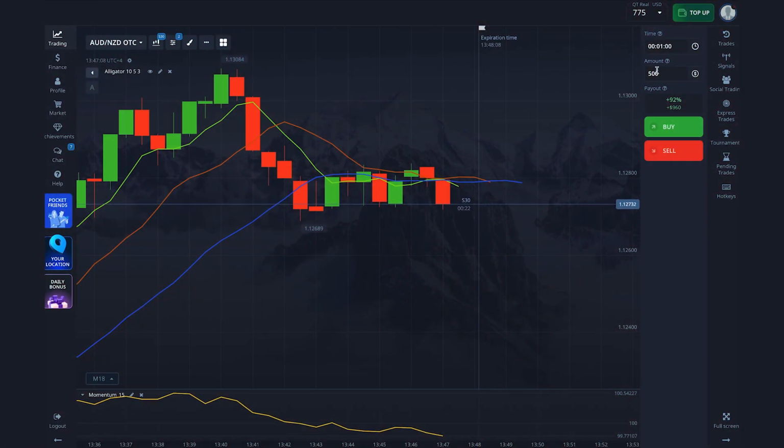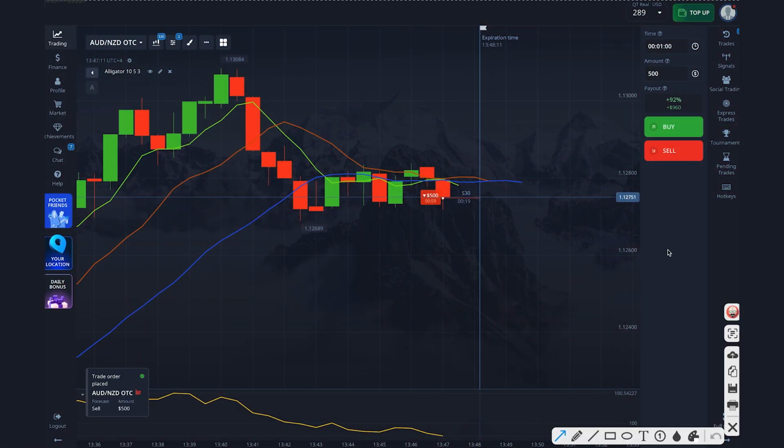First situation. Expiration time, 1 minute. I open a sell trade for $500. Now I will tell you how to apply this strategy correctly. Look, the first signal comes from the momentum indicator. When its line crosses the thin middle line from top to bottom, it signals that the trend on the chart has changed to a downward one. This means that the upward trend has run out of steam, and sellers are beginning to dominate the market, which opens up opportunities for bearish trading.